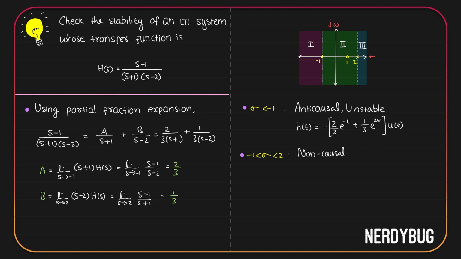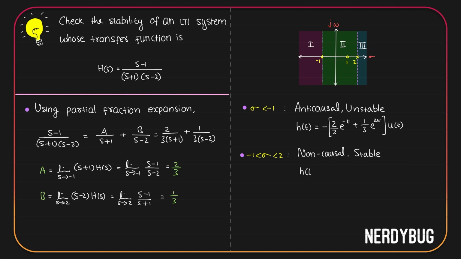To check if the system is stable, we have to check if sigma equal to 0 or the j omega axis is included in the ROC. So ROC is from minus 1 to 2. Obviously, sigma equal to 0 is included. J omega axis is included. So the system is stable.